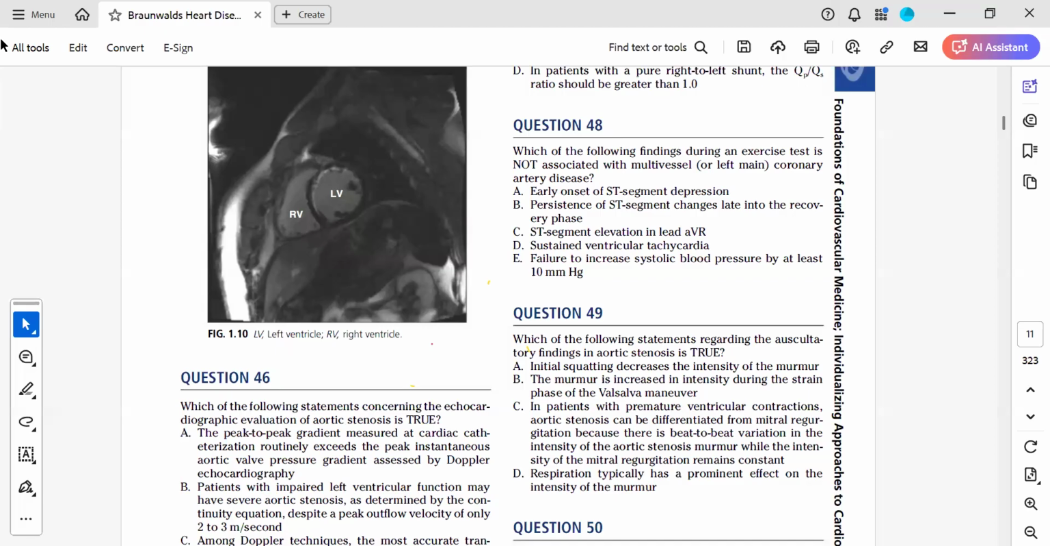So this option is actually going to be false because it's saying squatting decreases. Meanwhile, squatting increases blood flow and it will also increase the intensity of the murmur. So that makes it false.